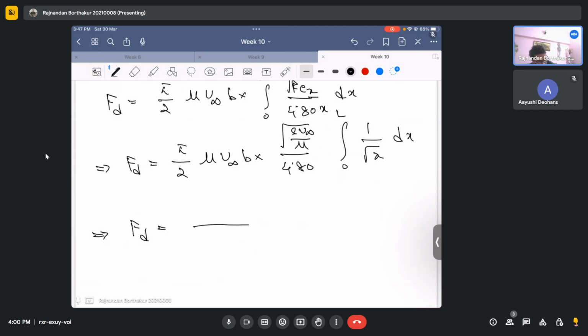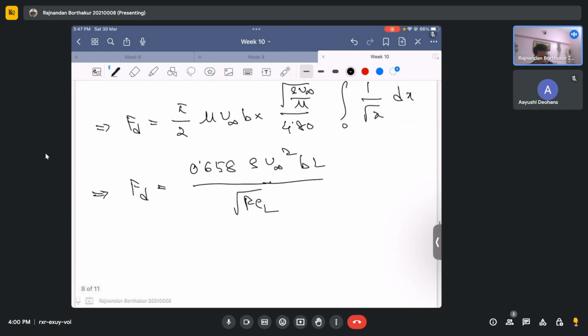So your drag force will be 0.658 rho u infinity squared b L, which is basically the area, by square root of REL.